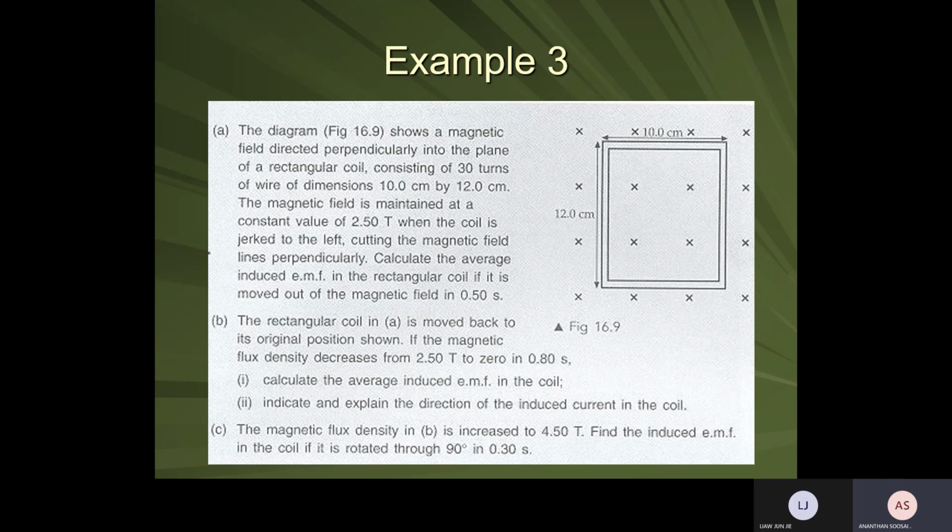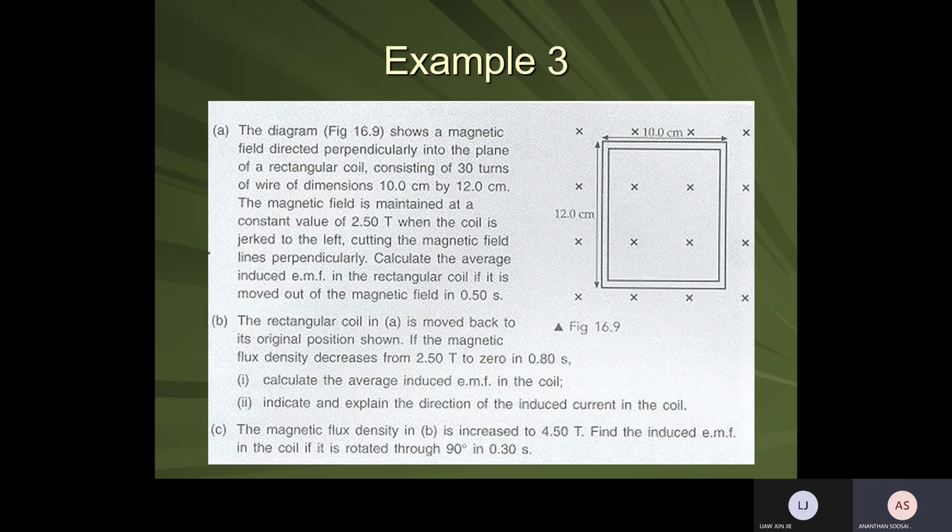So which direction should the current flow? Clockwise. Those who thought it should be clockwise, good. Based on Lenz's law, you must identify the direction of the current. Lenz's law states that the direction of the induced current or induced EMF is such as to oppose the change which produces it. Check the change: is the flux rising or decreasing? So in this case, for question A, the direction of current should be clockwise based on Lenz's law.